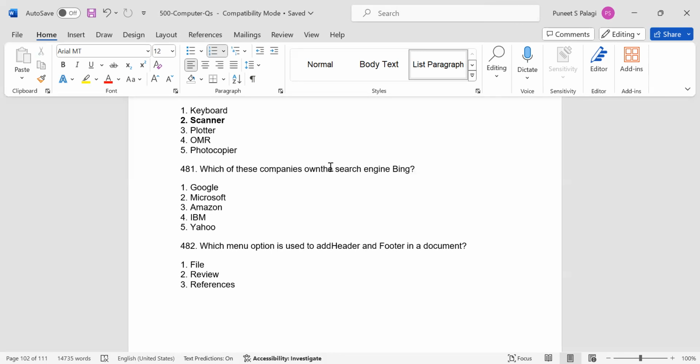Which of these companies own the search engine Bing? It is Microsoft.